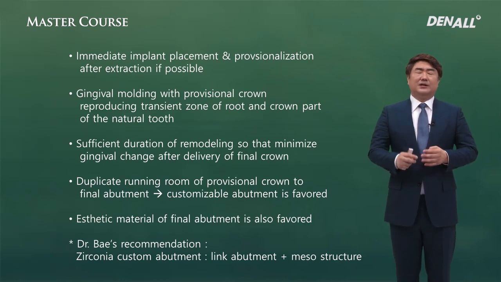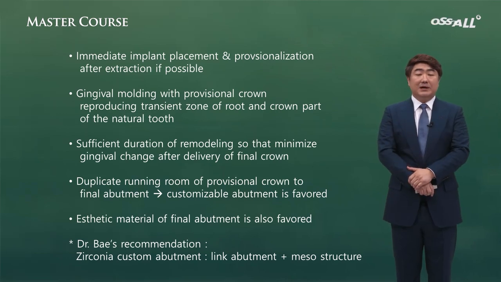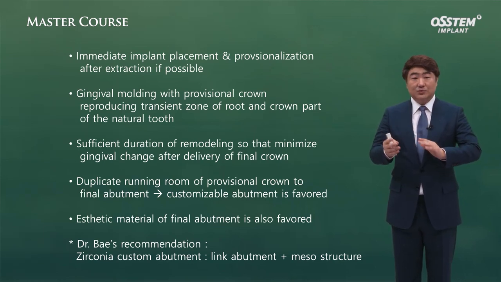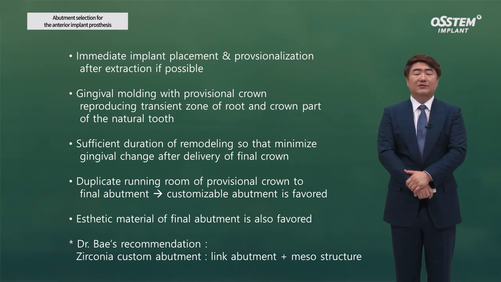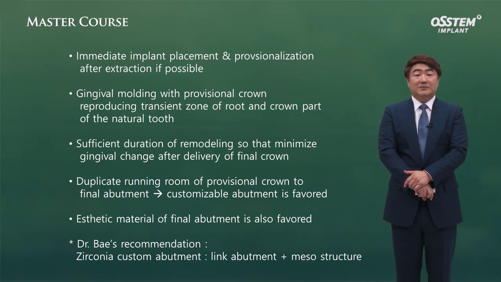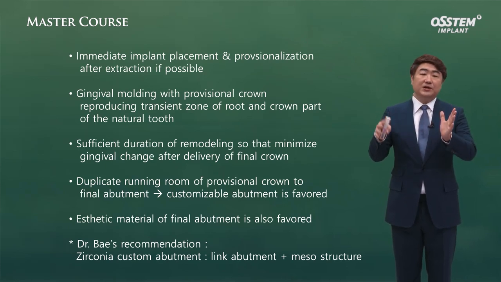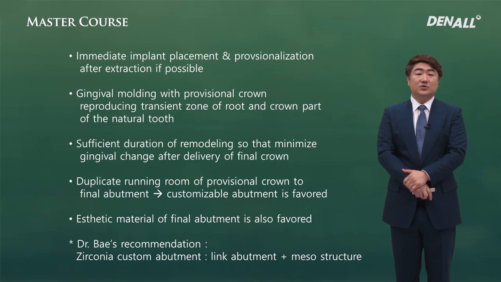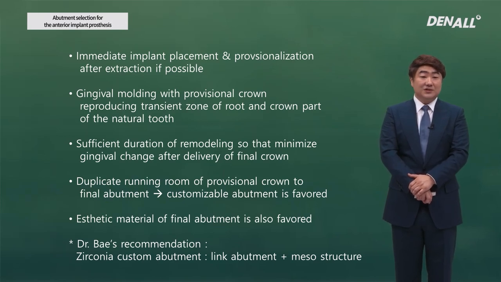A customized impression coping would be the most ideal choice, but if you use CAD/CAM, then whatever impression or scan you take, the temporary's outer part can be reflected. So any limitation in impression taking becomes less important. Also, the provisional created the running room, which you imitate in the final. The running room is not symmetrical, so it's better to use a customizable abutment, and the color impacts aesthetics. So for me, in the anterior aesthetic zone, my first option is a zirconia abutment or mesostructure abutment. That's my recommendation.